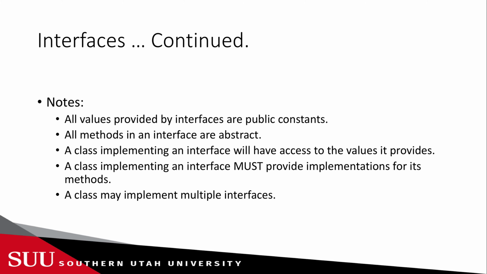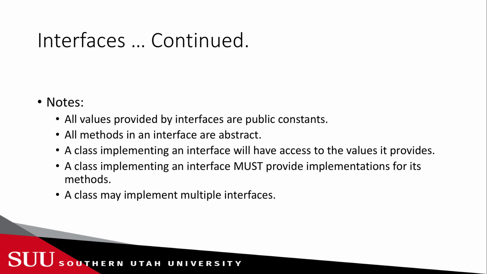A class implementing an interface must provide implementation for its methods. Again, because all of the methods are abstract by default, you will have to provide implementation, which is what we meant by forcing standards. A class may implement multiple interfaces, so you can implement any number of interfaces. This is an advantage over inheritance, which allows you to inherit only one class.